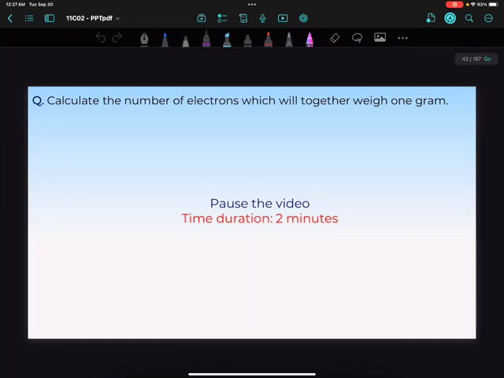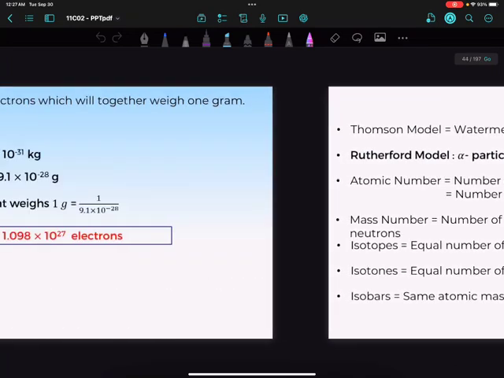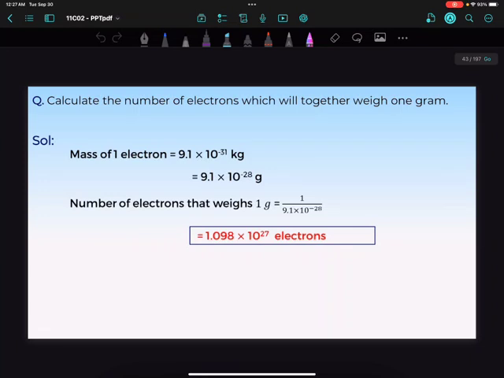Now let's take this test. Here they have asked to calculate the number of electrons which together weigh 1 gram. So they have given the mass as 1 gram. I just want you to take a pause and solve this question. So as we know, the mass of 1 electron is 9.1 times 10 raised to power minus 31 kg. So the number of electrons in 1 gram will be equal to 1 by 9.1 times 10 raised to power minus 28, which comes to 1.098 times 10 raised to power 27.